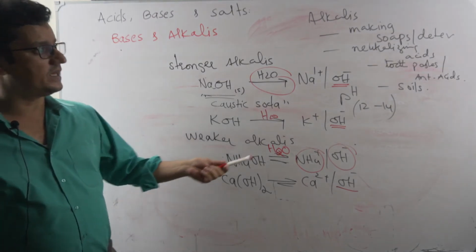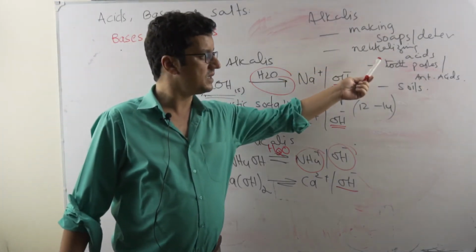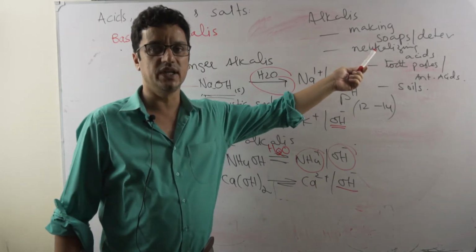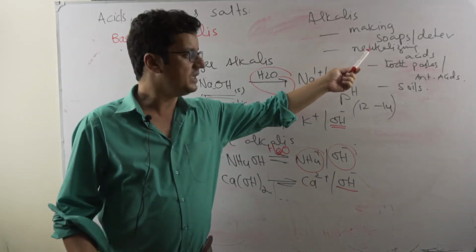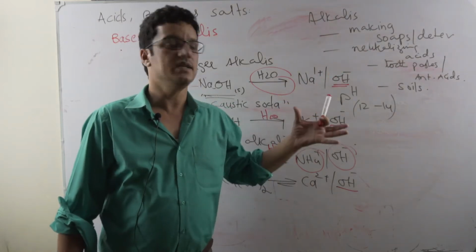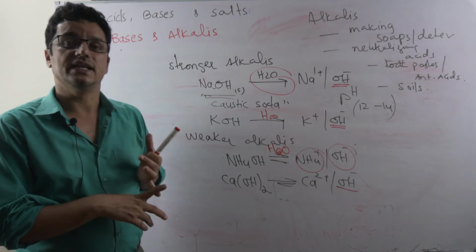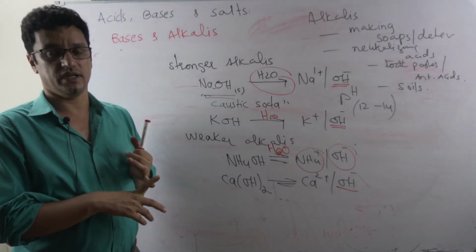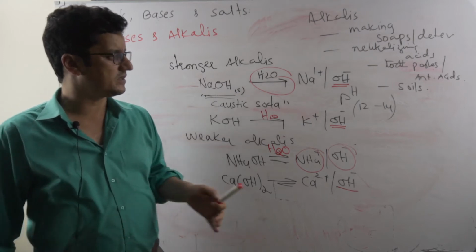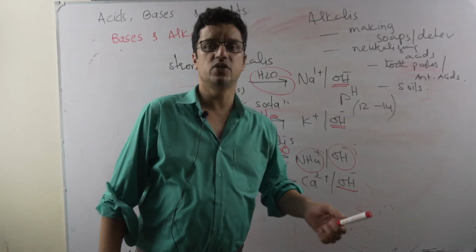So alkalis have uses in soaps and detergents, and in neutralizing acids. Acidity is a huge issue around the world. Stomach acidity is neutralized by antacids. Plenty of medicines contain weaker alkalis like magnesium hydroxide, the milk of magnesia, and zinc hydroxide, and so many others. Soils are also a huge issue around the world.